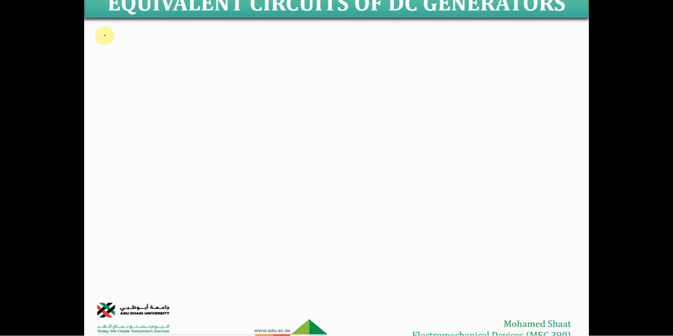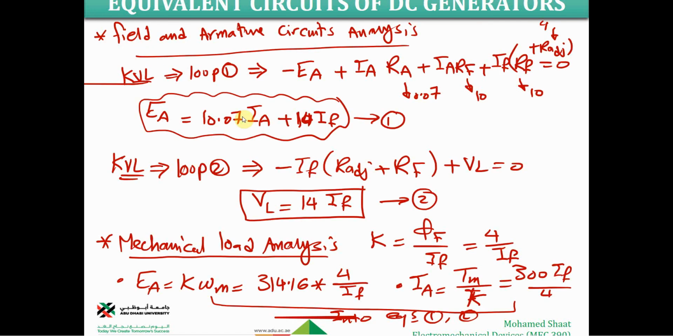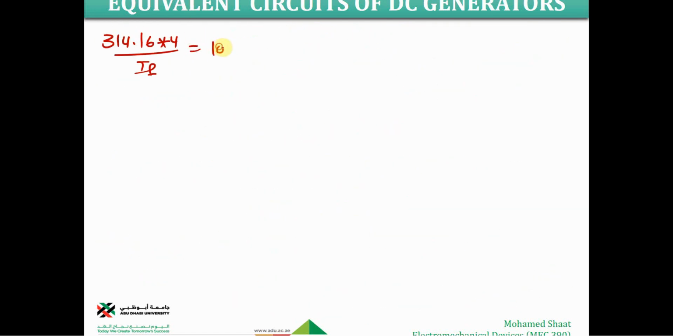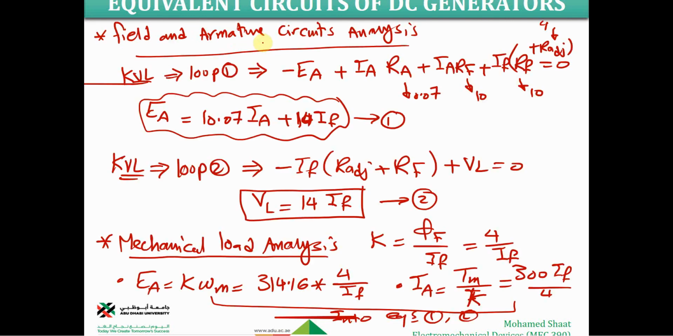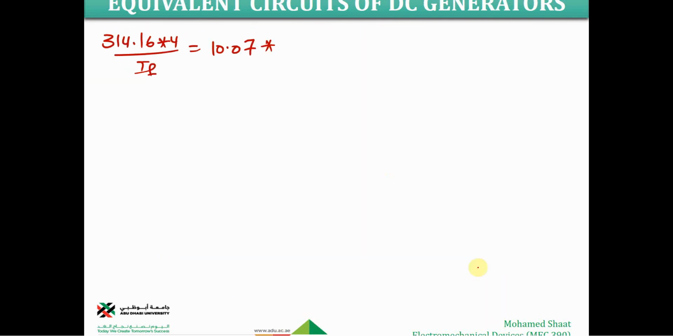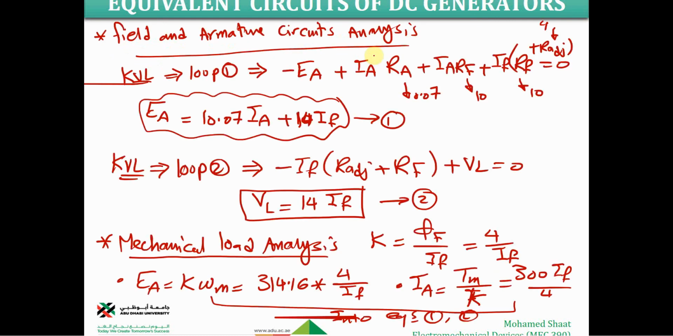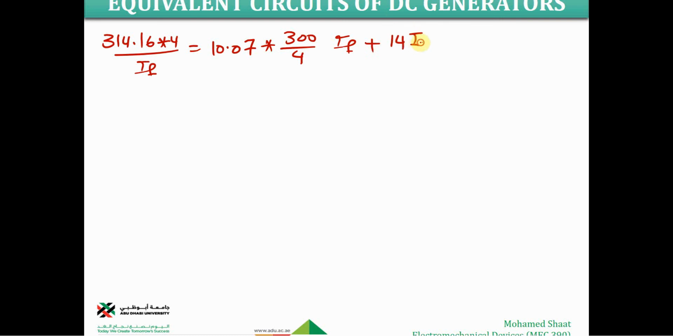So we're gonna have 314.16 times 4 divided by IF. This is gonna be the first term, equals the 10.07 times the IA, which we just got by 300 divided by 4 IF, plus the IF itself, which is 14 IF. So we're gonna end up with one equation and one unknown, multiplying all the terms by the IF to get rid of the denominator here.